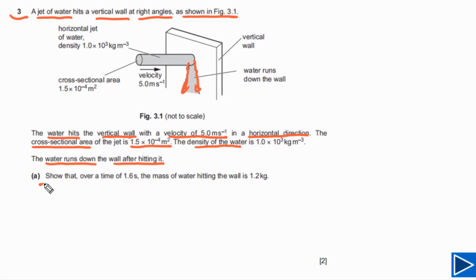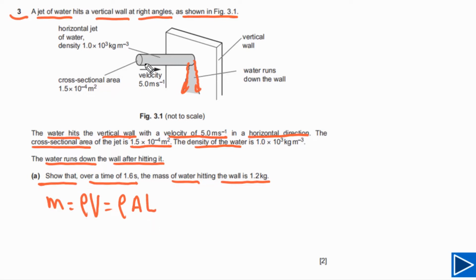For part A, we need to show that over a time of 1.6 seconds, the mass of water hitting the wall is 1.2 kilograms. Now the first thing we need to understand is how we can calculate mass. Mass is equal to density times volume. And volume simply is equal to A times L.